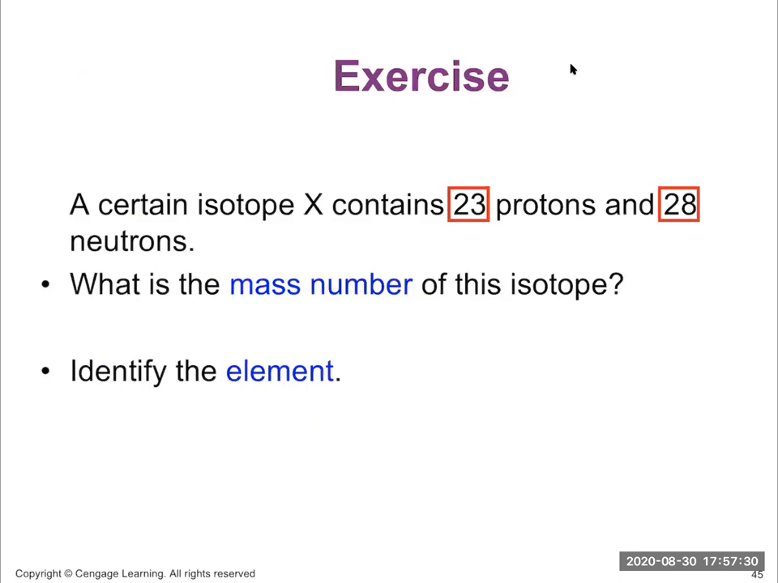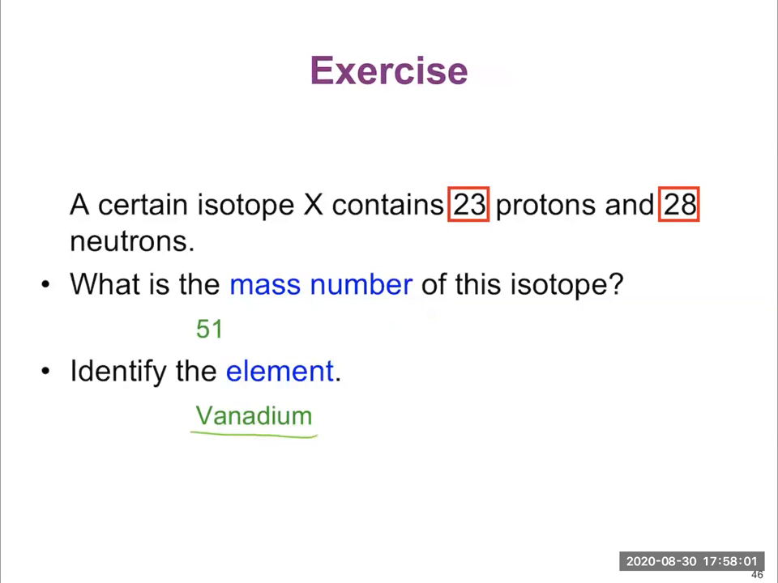A certain isotope contains 23 protons and 28 neutrons. What is the mass number? Well, all you need to do is 23 plus 28. That will give you the mass number. And then what element? We'll look at the periodic table and see atomic number 23. When you look at 23, you're going to see that it's vanadium.